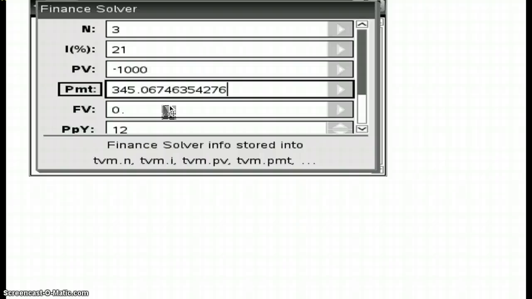So this is money. With money, here's what we do. We round money off to the nearest hundredths. So if we look here, we're going to round here. This number 7 is greater than 5, so we will round 6 up. So this will become $345.07. That's how much he's going to pay per month. $345.07. Okay? Good. You with me?